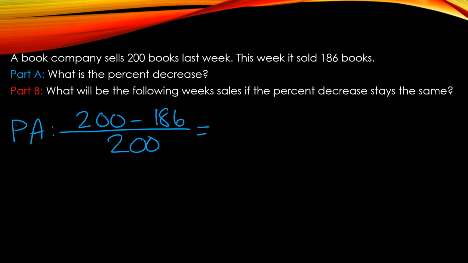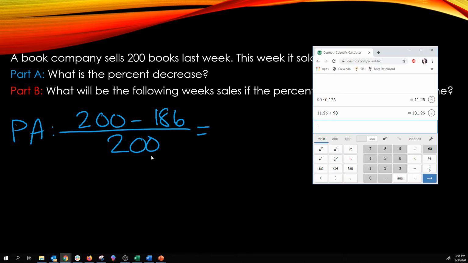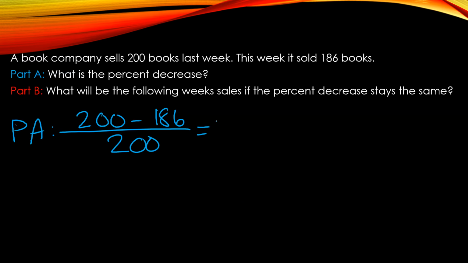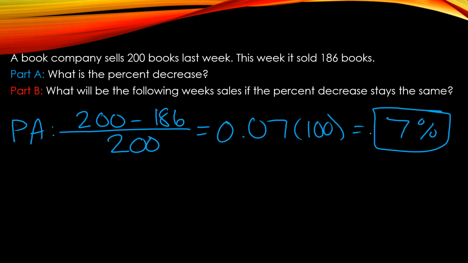Now this is asking me for the percent decrease, so I'm going to pull over my Desmos so I can solve this. So 200 minus 186 over 200. I'm going to take that 0.07 and multiply it by 100 to give me a 7% decrease. Okay, so this gave me a 0.07. I multiplied it by 100 to get a 7% decrease.